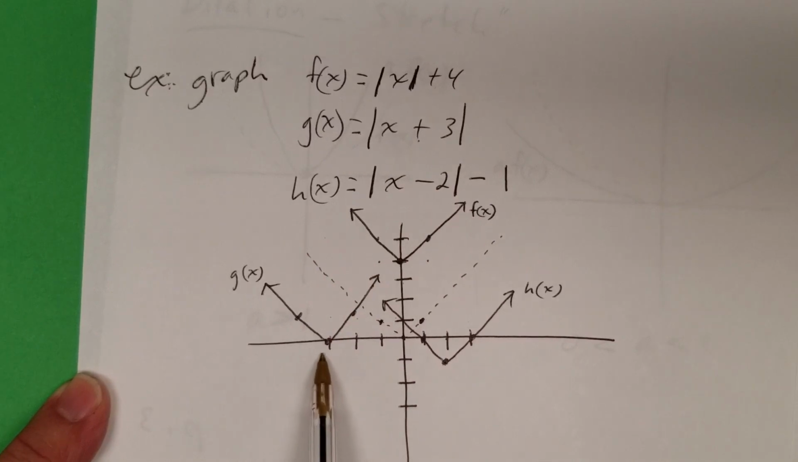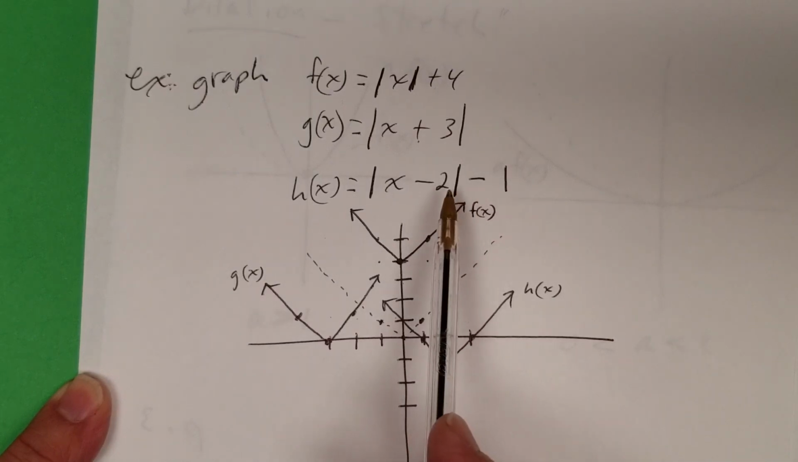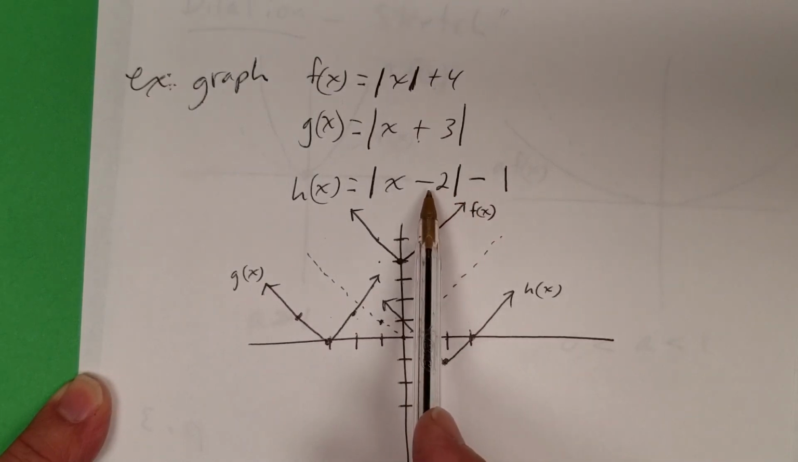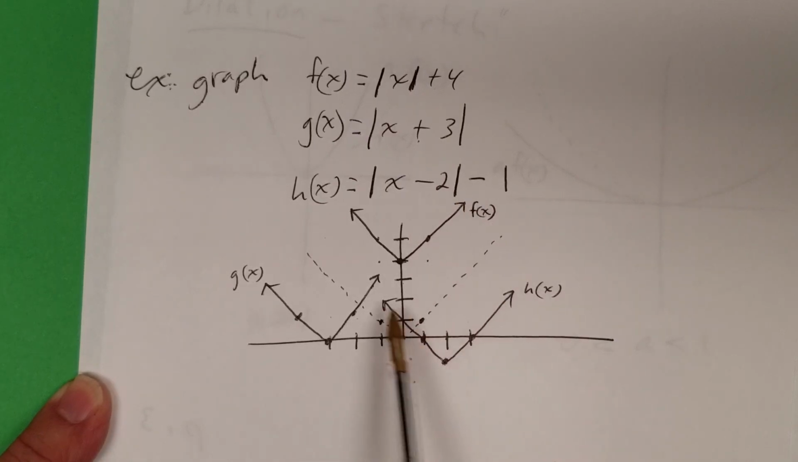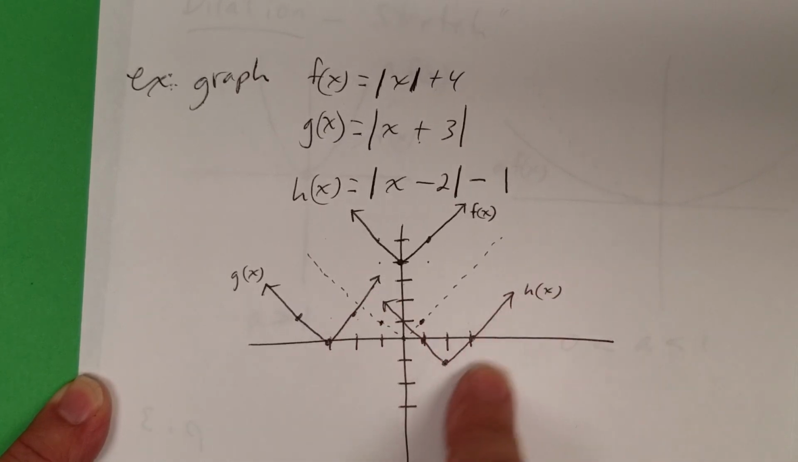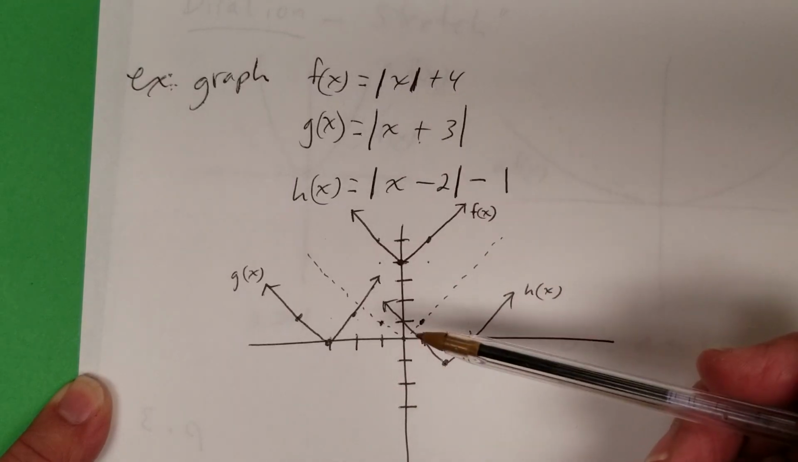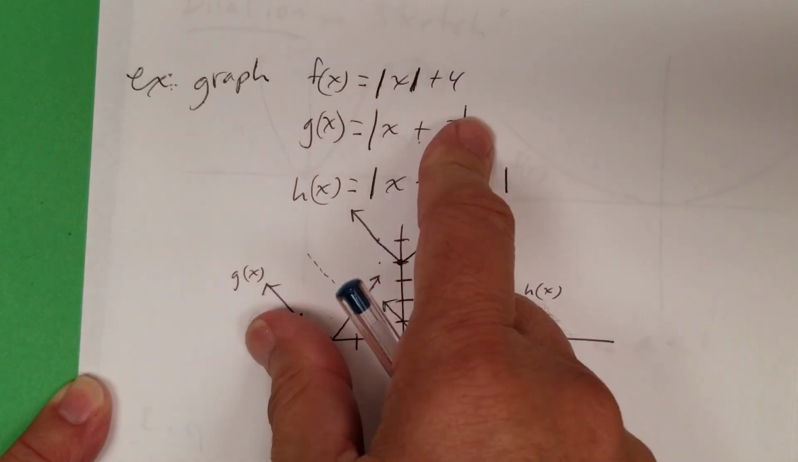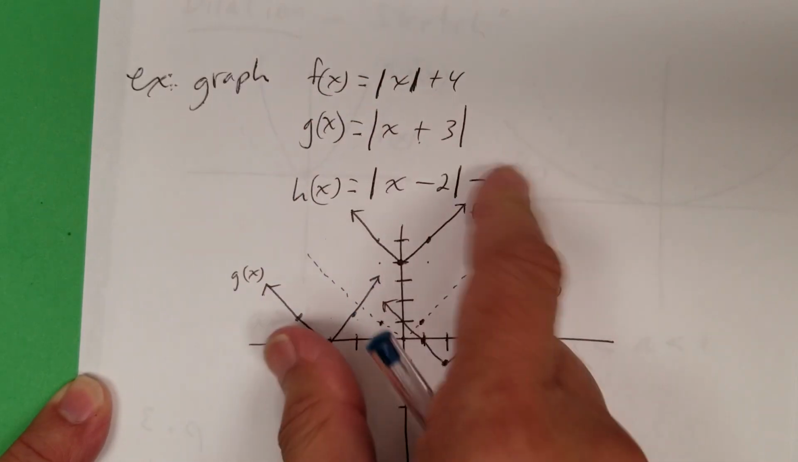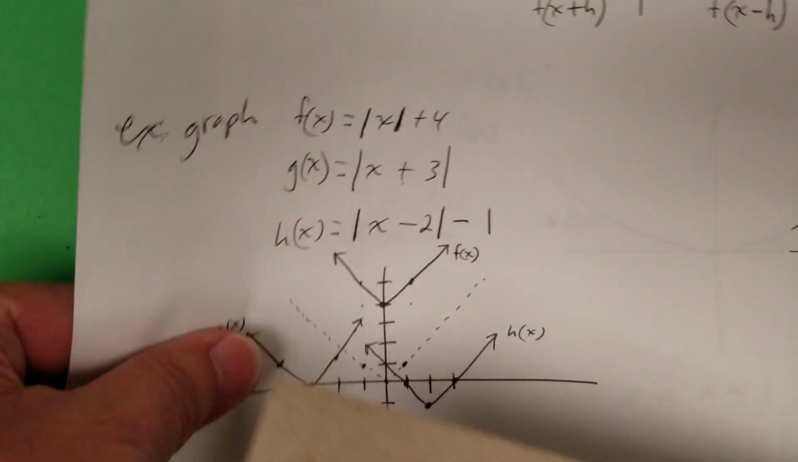That would be this one. It's the same graph, but slid over. And minus 2, minus 1 means to the right 2 and down 1. So you take your parent graph and slide it to the right 2 and down 1, and that's h of x. These are just examples. As soon as you see absolute value, you know it's going to be a V shape. These other numbers tell you where to put it. Okay, let's look at another type.